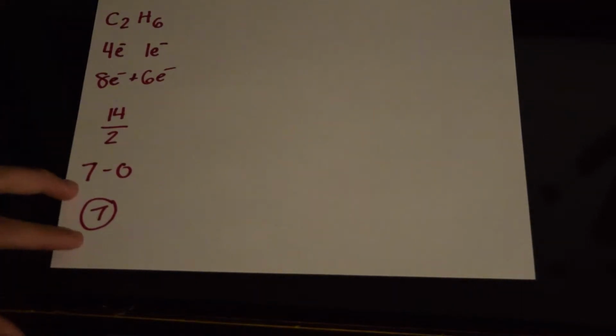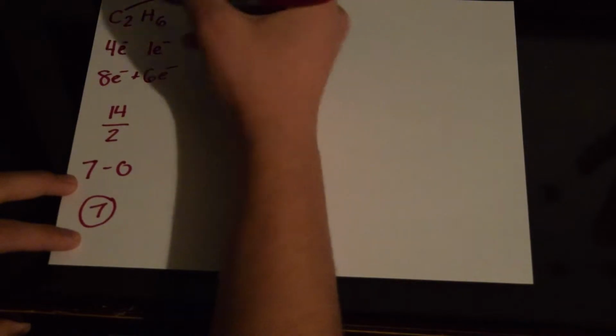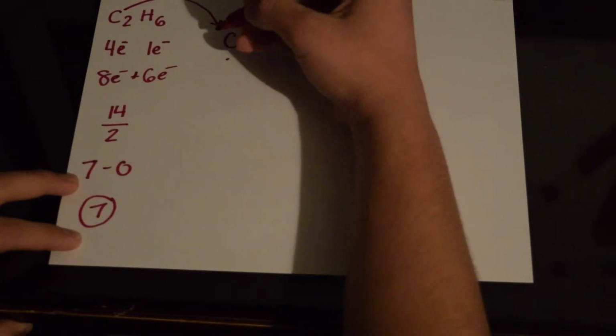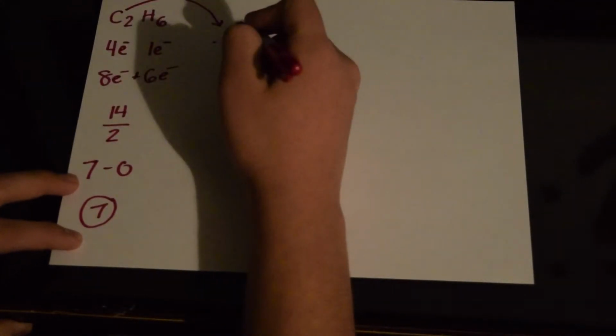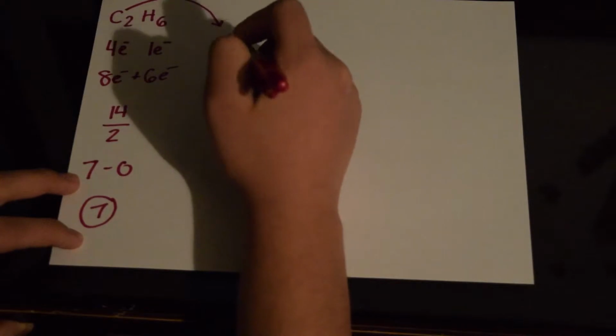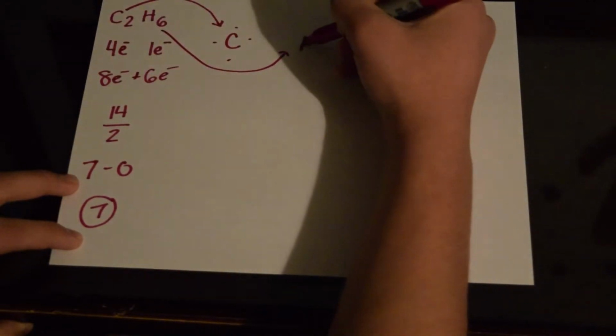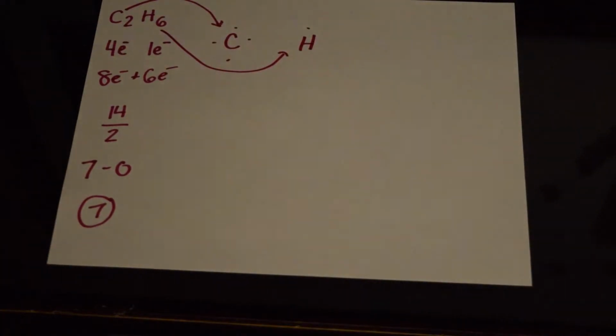Now, before actually doing the Lewis structure, let's give ourselves the Lewis structures of each of these elements. The Lewis structure for carbon is like that. The reason it doesn't have another one in the s orbital is because it lost it to the p orbital. And the Lewis structure for hydrogen is like that, because it only has 1 valence electron.